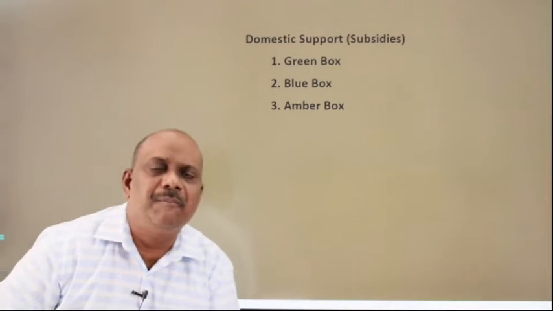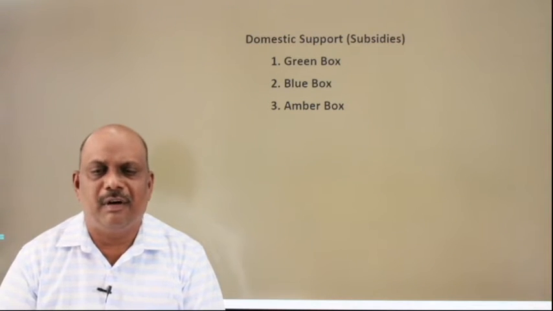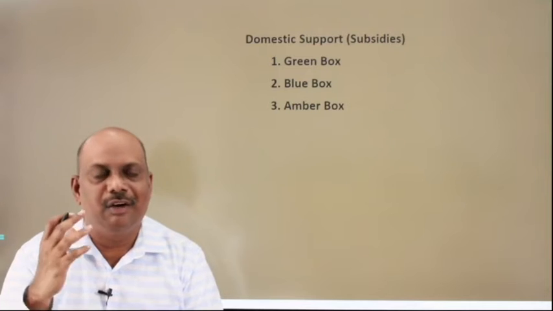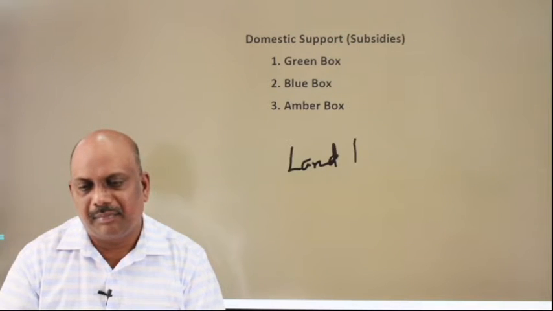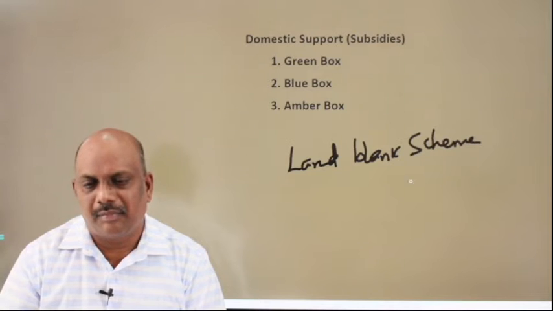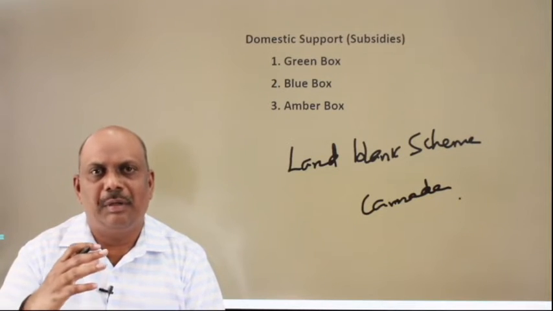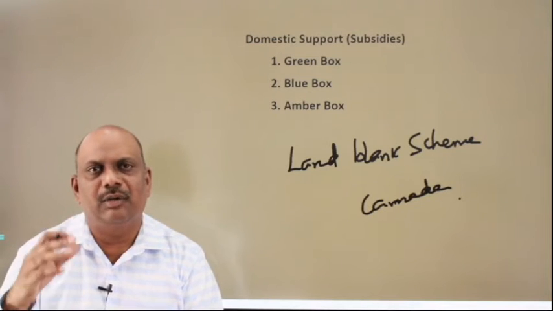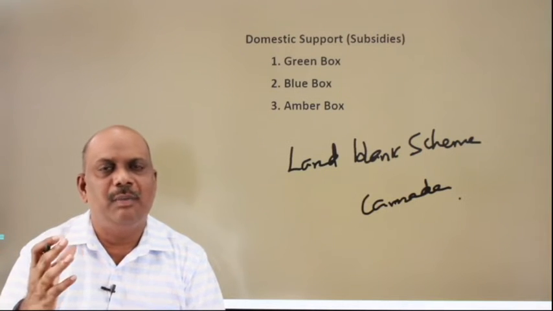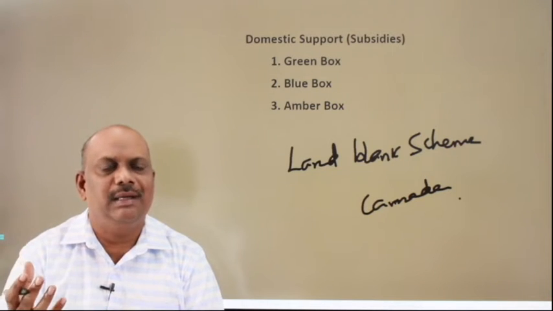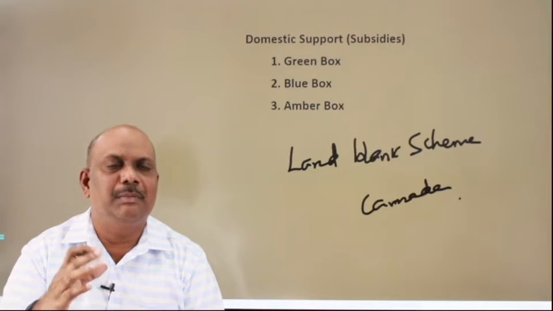Then the blue box subsidies. Blue box subsidies are production limiting subsidies. These types of subsidies are found largely in the developed countries. For example, in Canada, there is one scheme called the Land Bank Scheme. Sometimes, if a government senses that there is going to be overproduction in a particular crop, and because of overproduction the prices are going to fall, the government will advise the farmers not to raise a crop in their field, and the government will provide them the money. Suppose how much profit they are going to make, the government will be providing that. So this is one way of having control over the prices, by controlling the production, controlling the output.